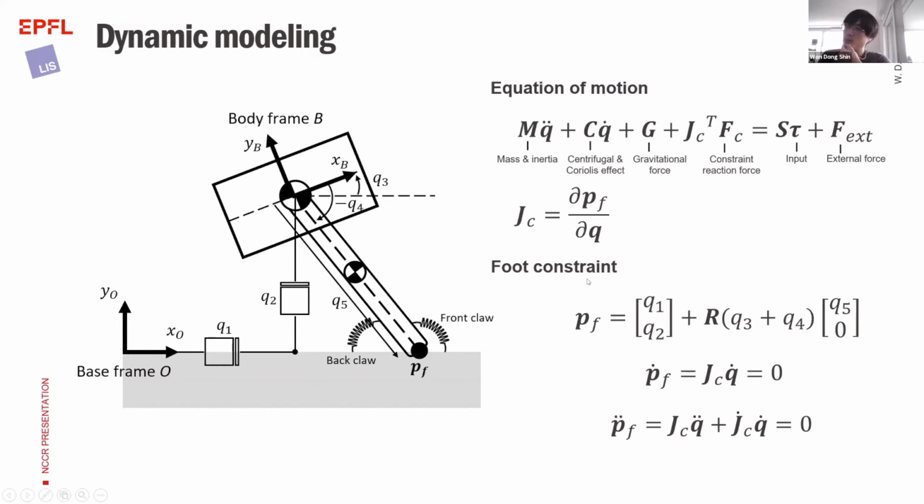So we gave the foot constraint like this. We know the foot position, calculated from the space frame. And we assume that the velocity at this point, dot PF, is equal to 0, and the acceleration at this point should also be equal to 0. By using this relationship, we could get the required constraint reaction force at this point, and we could have a model with the foot constraint.